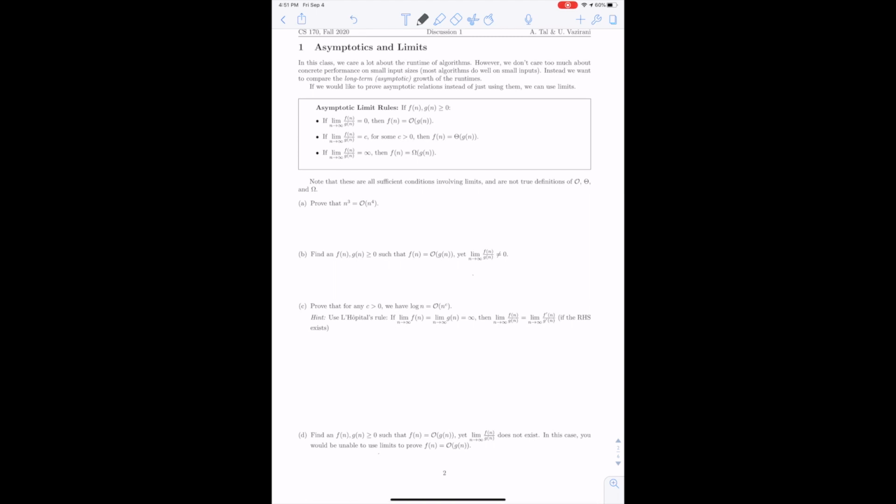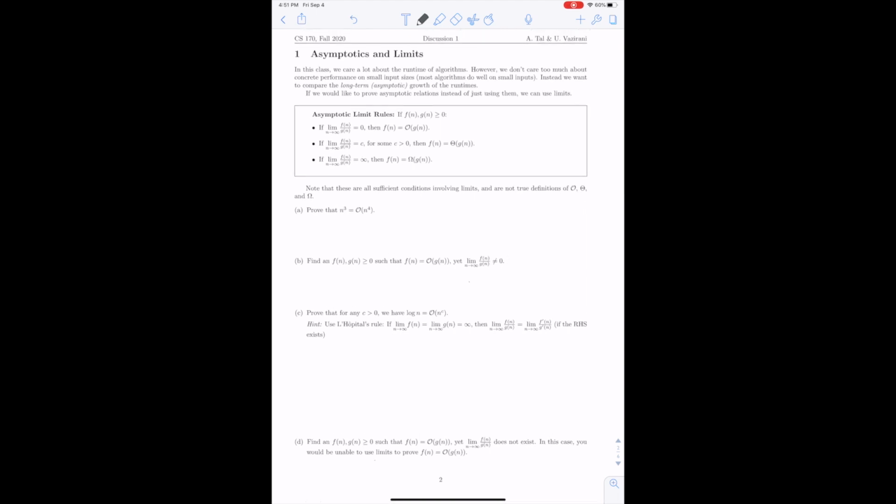Let's go through question number 1. This question is on asymptotics and limits. In CS170, we care a lot about the runtime of algorithms. We don't really care about the performance of algorithms on small inputs. We really care about the bigger picture. That is, what happens to algorithmic performance as you increase input size. This is known as asymptotics.